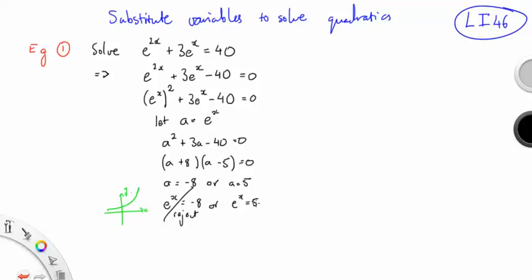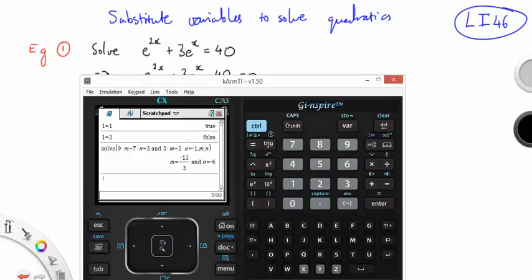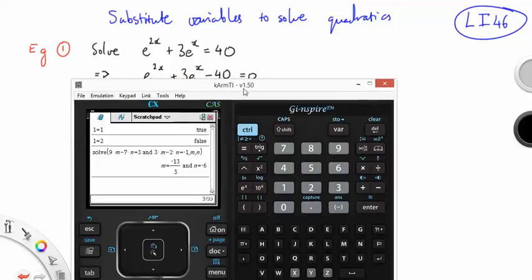But over here we have to solve for x. And the way we do that is with our log laws. So x equals the natural log of 5. And that's our answer. The natural log of 5 satisfies this equation. Don't believe me, let's check it on CAS.